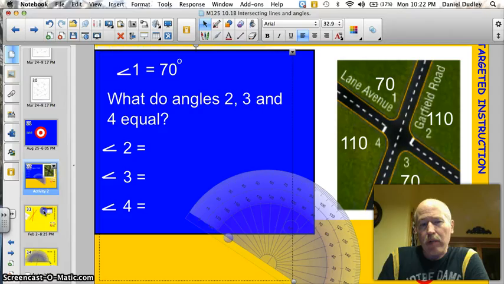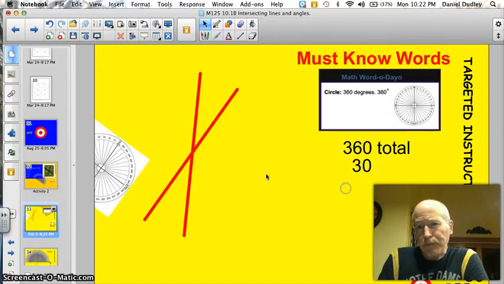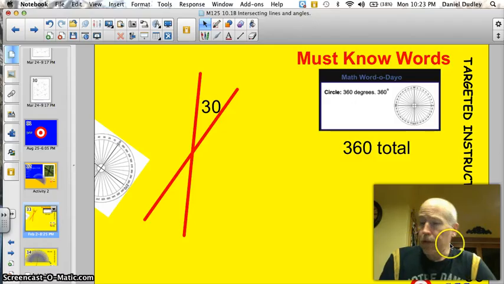Let me break it down a little bit more carefully for you. Here are two lines that intersect. And I'll tell you right now, this guy here is a 30-degree angle. I measured it with a protractor. Well, if that one is 30 degrees, then this guy here has to be what? 30 degrees, because opposite angles are equal.